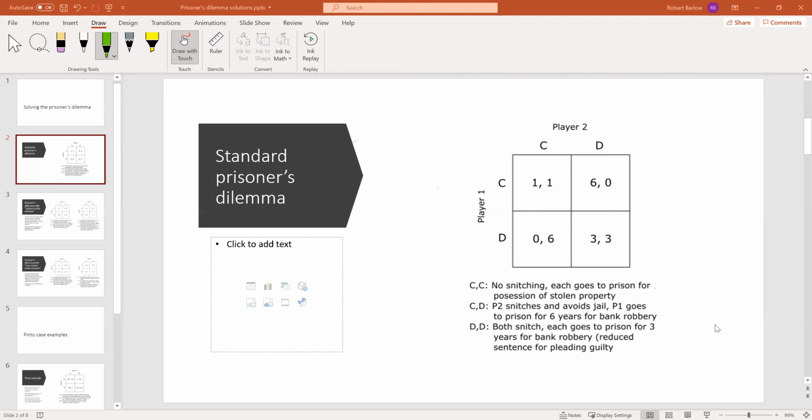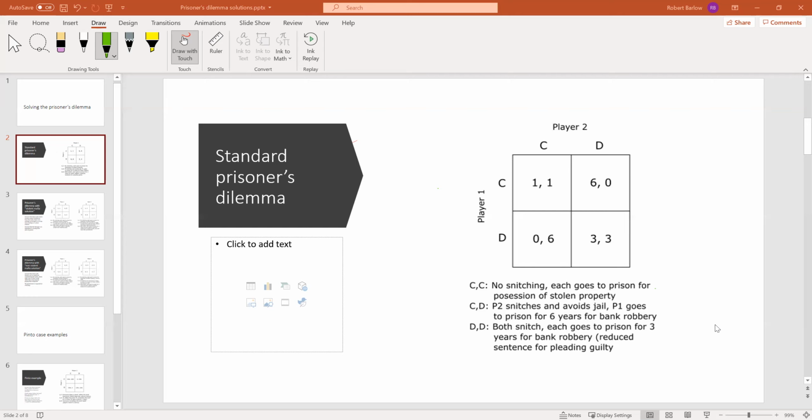They're unable to communicate and are told the following: "We've already got you for possession of stolen property. And if you turn on your partner and confess to the bank robbery, we'll let you go free." Both parties are offered this. And the problem in the prisoner's dilemma scenario is that, from the perspective of either partner, no matter what the other partner does, they have an incentive to turn on one another.